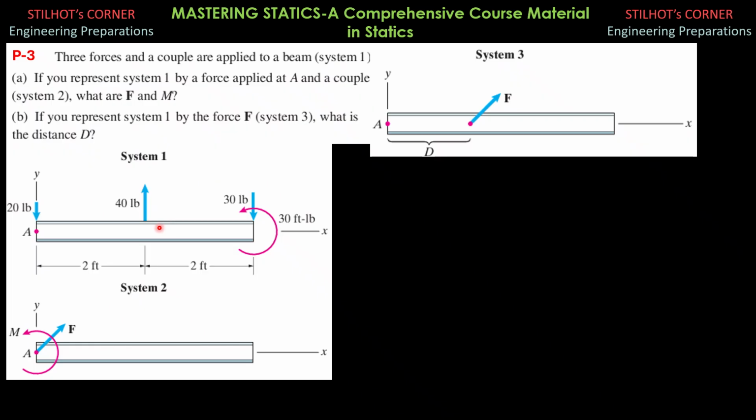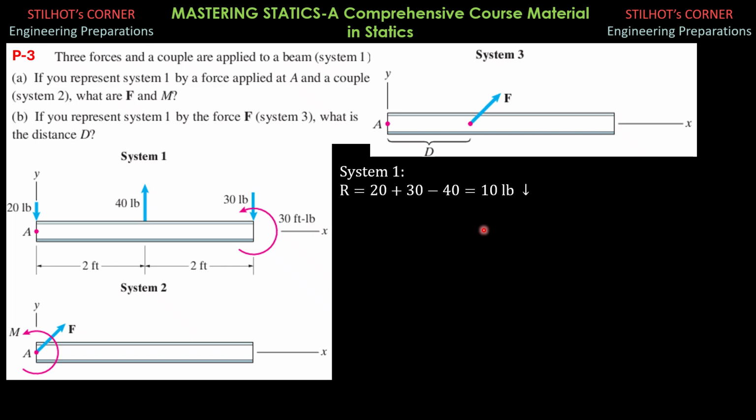So for system 1, again, we consider downward as positive. R is equal to 20 plus 30, then minus 40. So R is equal to 10 pounds downward.